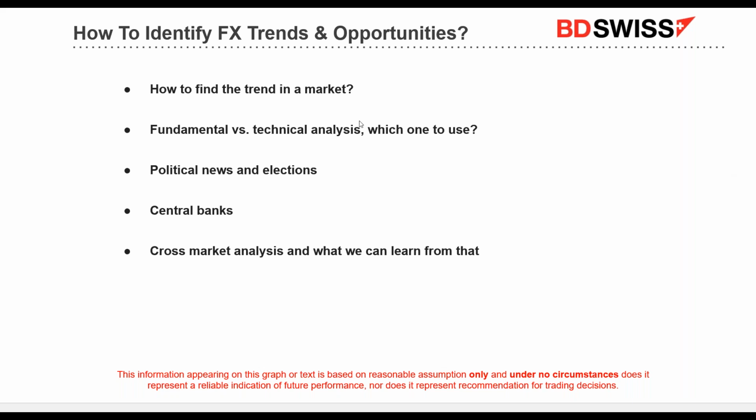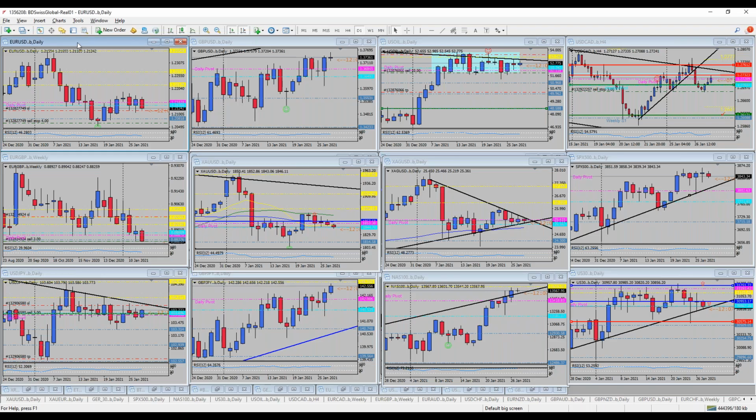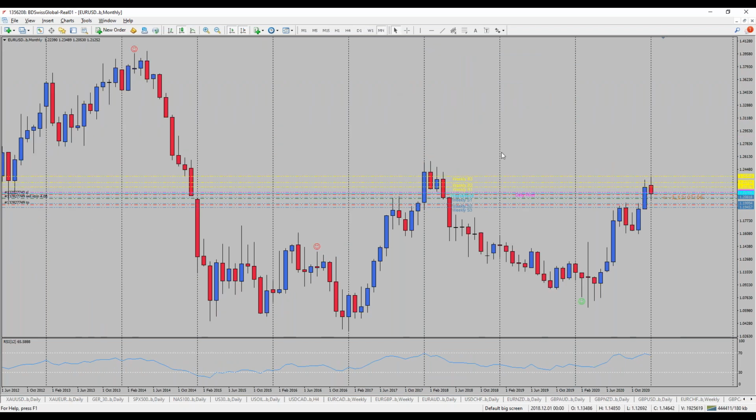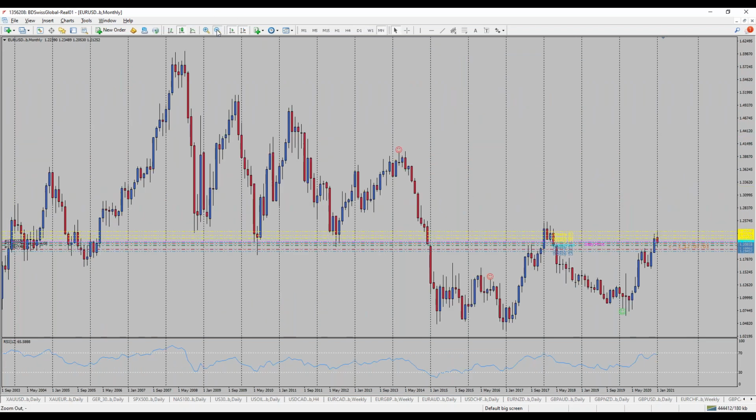So how do we find a trend in a market? The trend can be of various reasons, and it depends also on the time frame, so we should keep an eye on time frames. The longest time frame here, going from the MetaTrader 4 platform, is the monthly chart, and it also depends on how much you want to zoom out or zoom in. You could see something and say, okay, there is a trend. We have a high point, lower point, lower point, lower point.